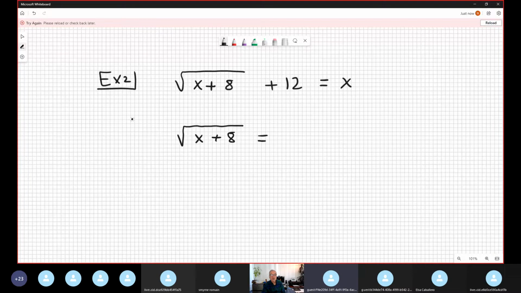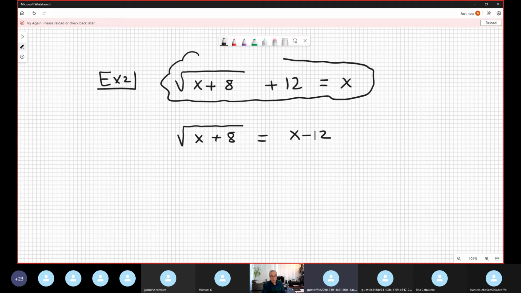So I move 12 to the other side. Remember, this is manipulation. The checking you are doing in the original equation, and this is a new equation. Not too much transformation, pero eso. Okay, now the key idea is to square.